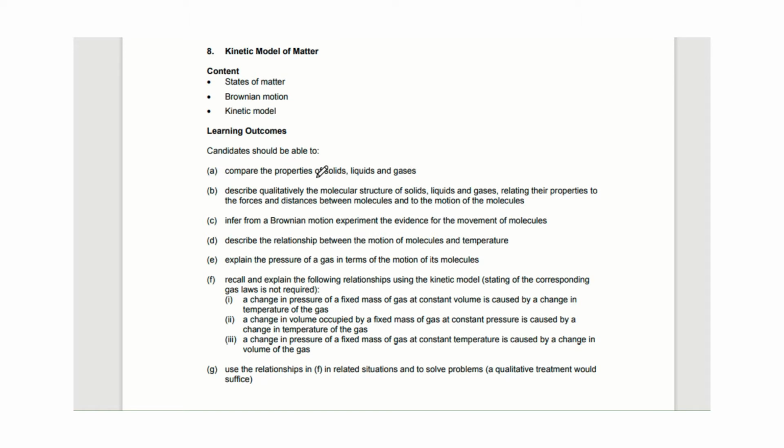Next, describe qualitatively molecular structures of solids, liquids, and gases, relating their properties to forces and distance between molecules and the motion of molecules. So basically, for a solid, it looks something like this. The particles are packed closely together, and because they are packed closely together, they are not free to move about. They vibrate about a fixed position, and they have a fixed volume and a fixed shape.